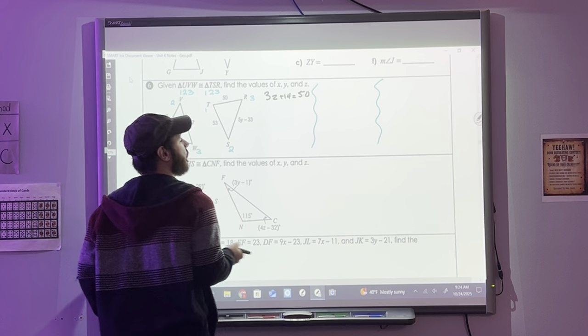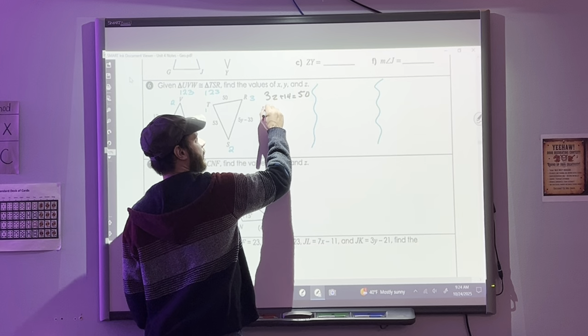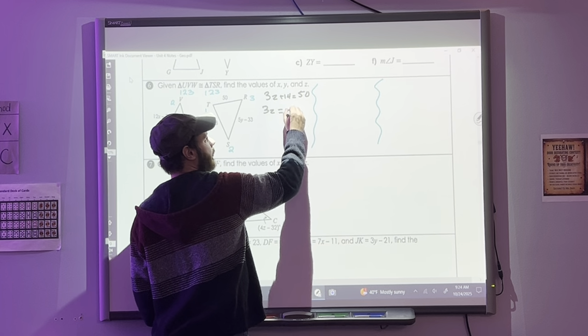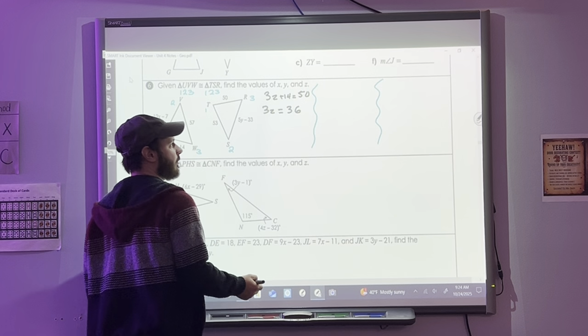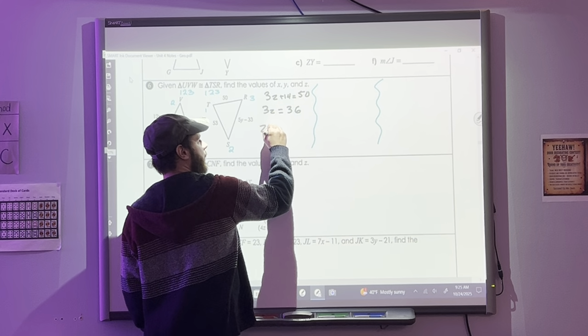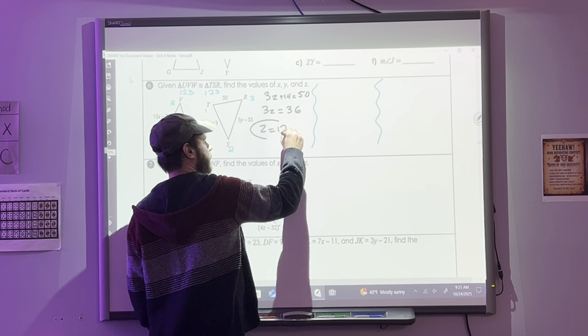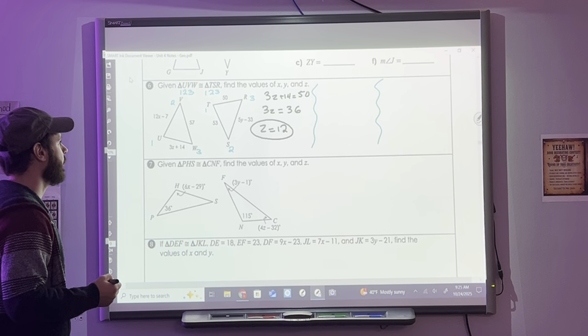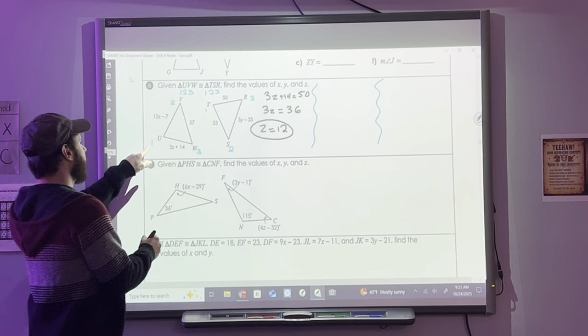All right, subtract the 14 from both sides. 3z equals 36. Now I need to divide by the 3. Z equals 12. Okay, I did 1 and 3. Let's do 1 and 2.